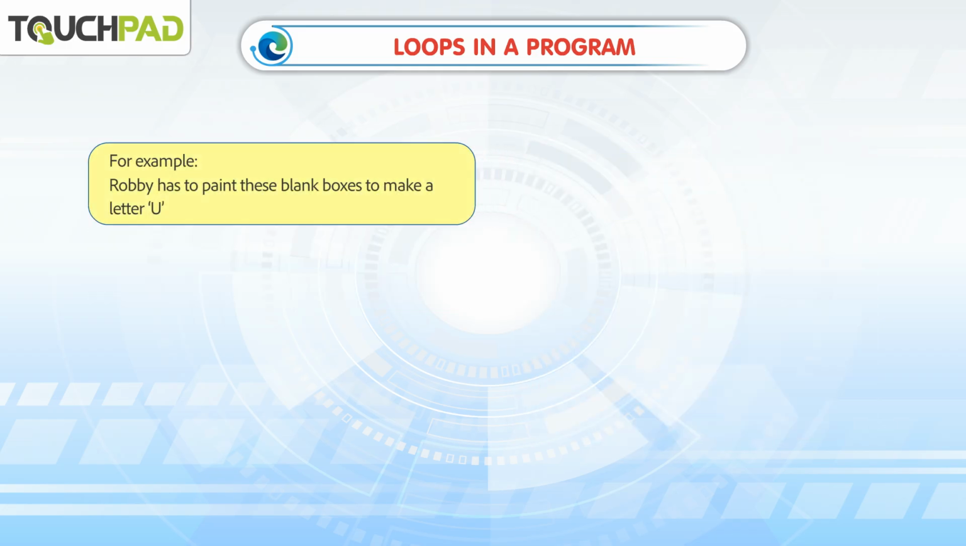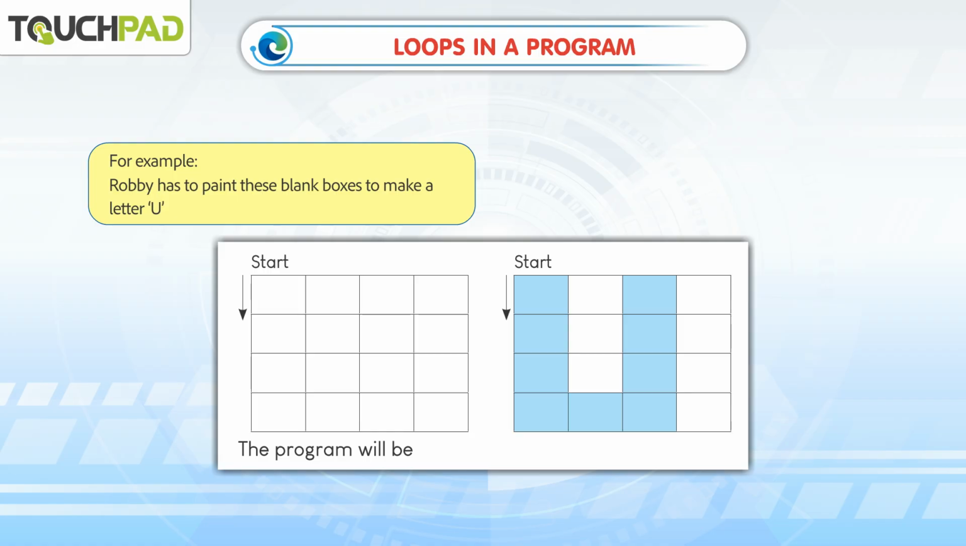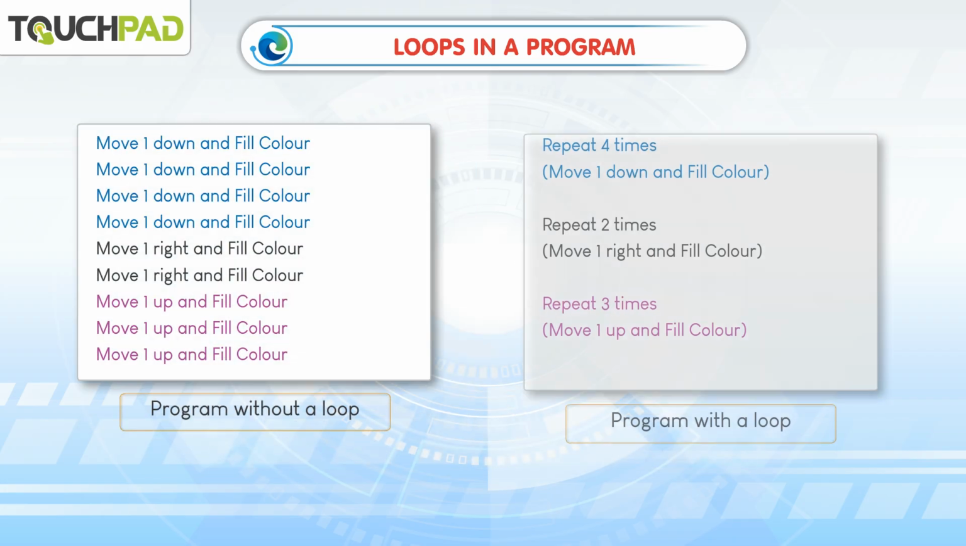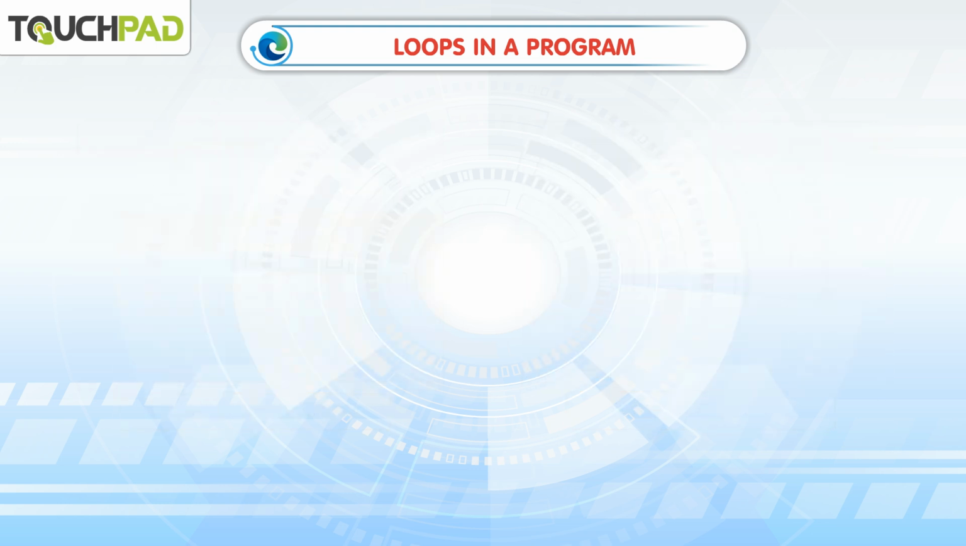For example, Robbie has to paint these blank boxes to make a letter U. The program will be: program without a loop, program with a loop.